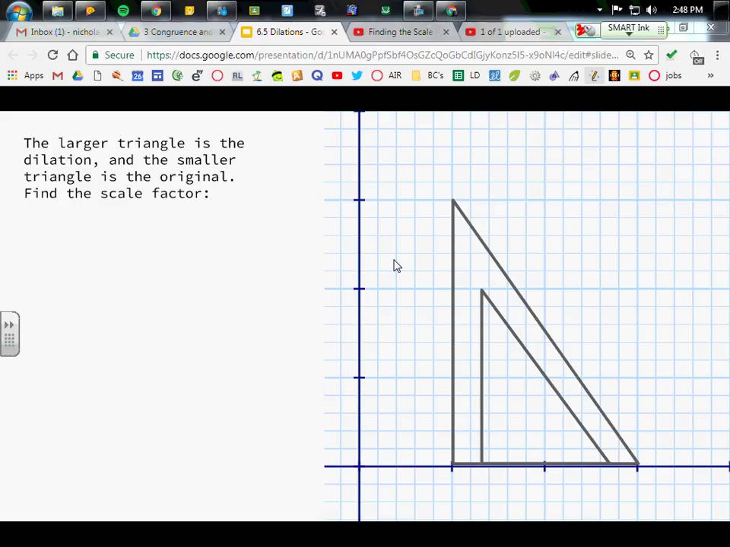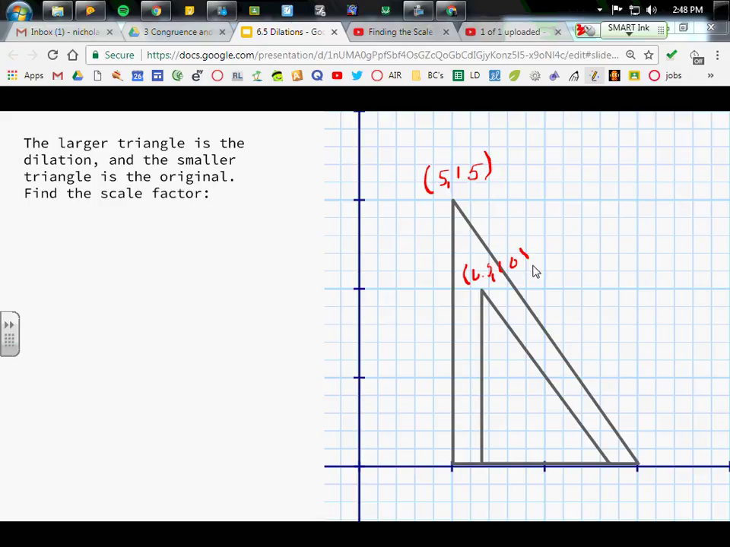I'm going to go with these points up here. This point is 5 across and 15 up, so 5, 15 is this point. Now the corresponding point on the next triangle is this one. So let's find our x and y. About 6.5 or so, and then up 10. So it's like 6.5, 10.